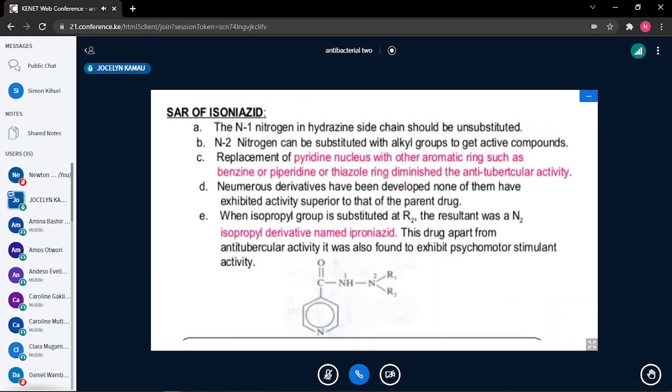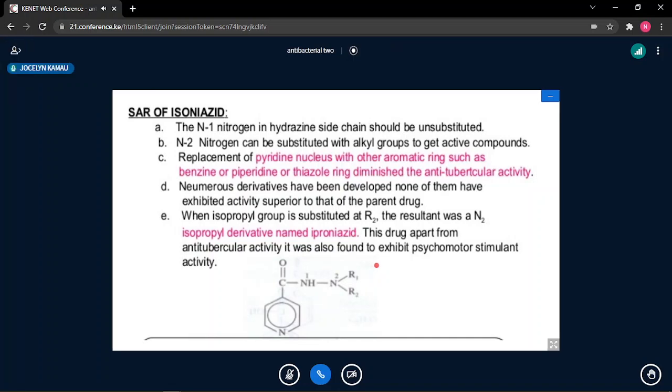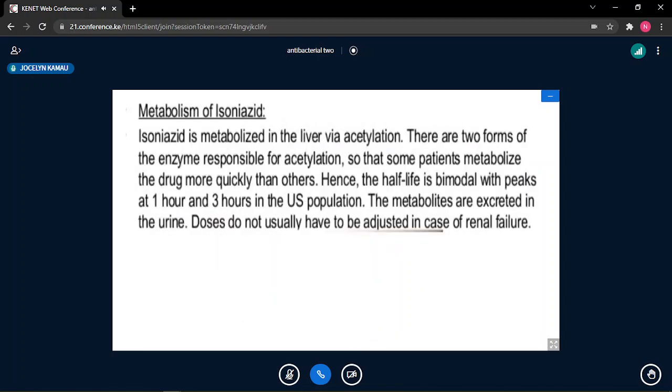Metabolism. So we have the SAR is small. That's what some of these drugs in the antimycobacterial agents, even actually most of the drug classes, are short. The drugs are not very elaborate, so they are a bit easy to understand and remember.